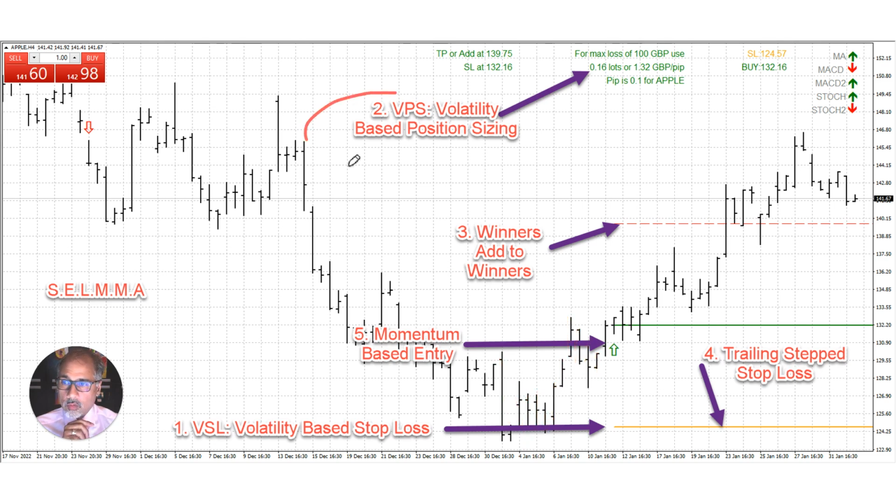Point number 2, VPS, volatility-based position sizing. Now we work it out for you on the software, but what that means is if your stop loss is further away, your position size is smaller. So you don't risk losing more money just because the market's more volatile and your stop loss is further away. Otherwise, you'd lose more money, wouldn't you?